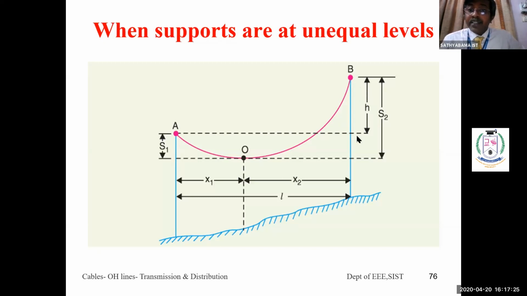And the height between B and A: you have to identify the height of the pole from A to B. The length of the span is L, and it is divided here into A to O as X1 and B to O as X2. So we have differentiated them. Let me see the next slide.